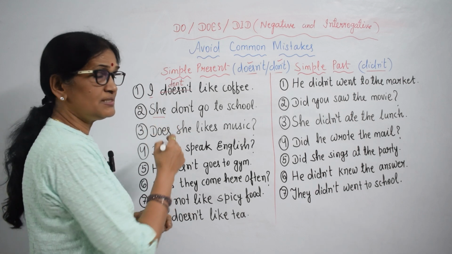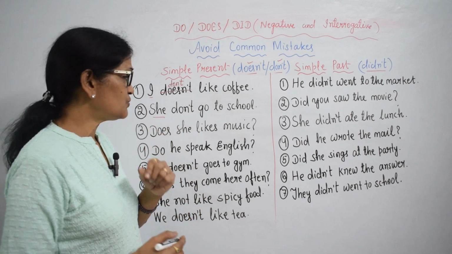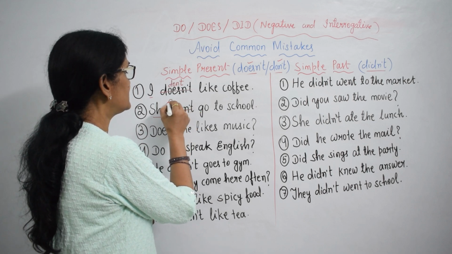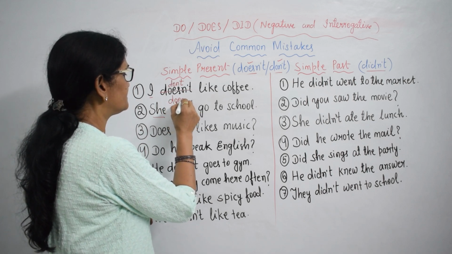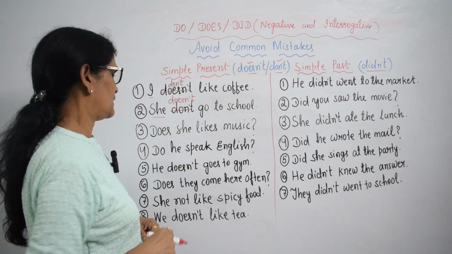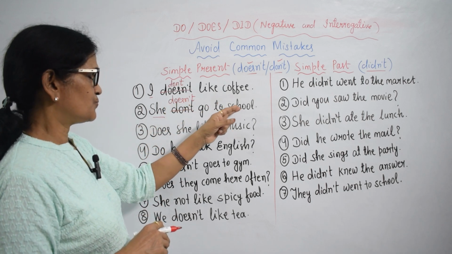"She don't go to school." She, third person singular subject, agrees with doesn't. So instead of don't, doesn't. She doesn't go to school.